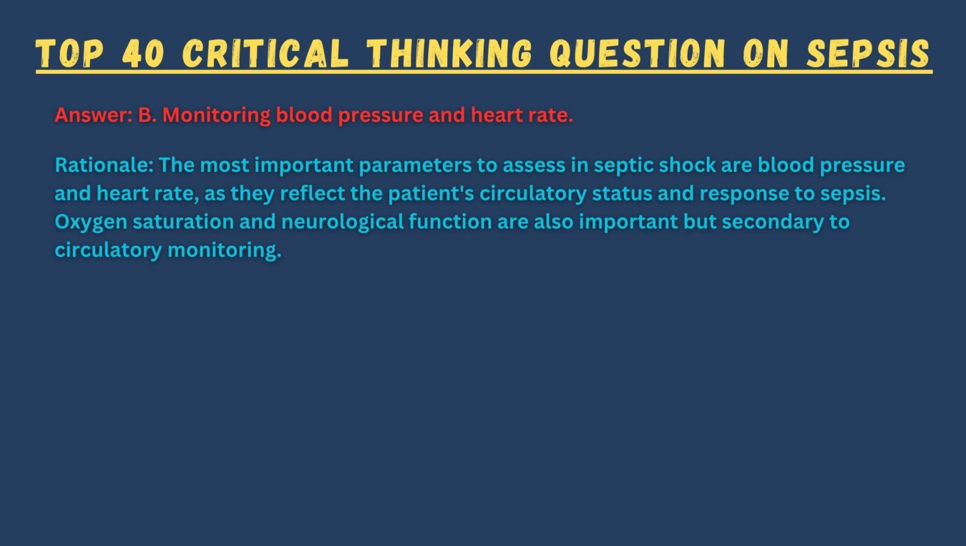Rationale. The most important parameters to assess in septic shock are blood pressure and heart rate, as they reflect the patient's circulatory status and response to sepsis. Oxygen saturation and neurological function are also important, but secondary to circulatory monitoring.